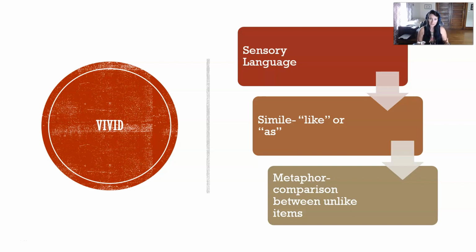A metaphor is a type of comparison generally between unlike items. The example your textbook uses would be that car is a lemon. So you're essentially doing a comparison similar to a simile, but you don't use the word like or as. So, same thing, it's a comparison, but it has different language.